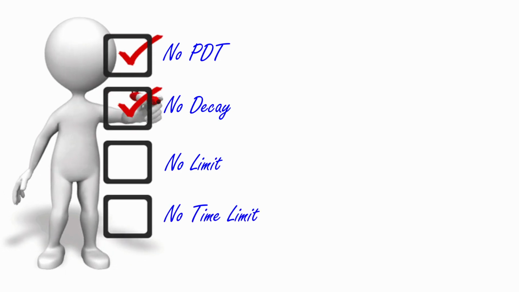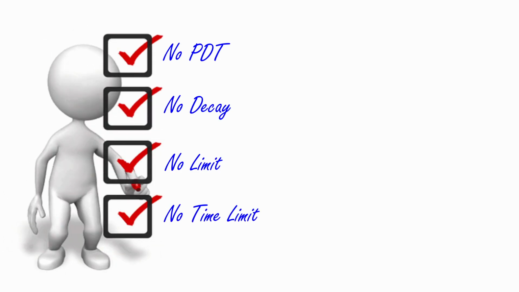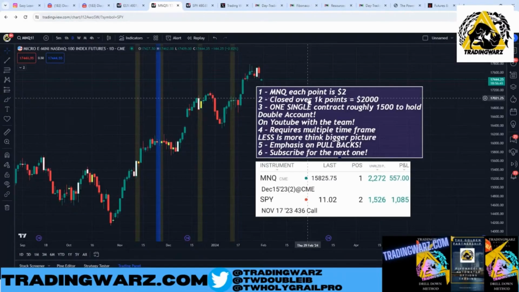But with futures, there's no PDT, there's no day trade limit. There's no time limit. So with this, we were able to basically take a $1,500 account to roughly $3,500 last year with one single contract.